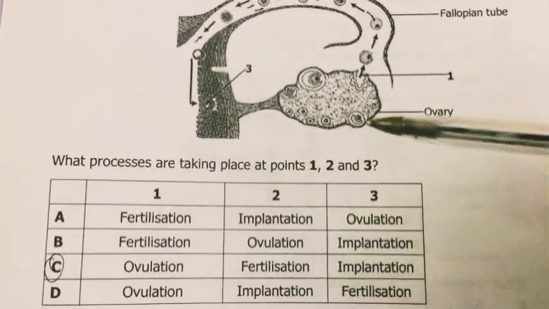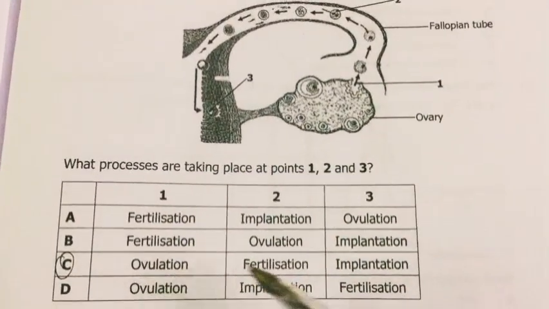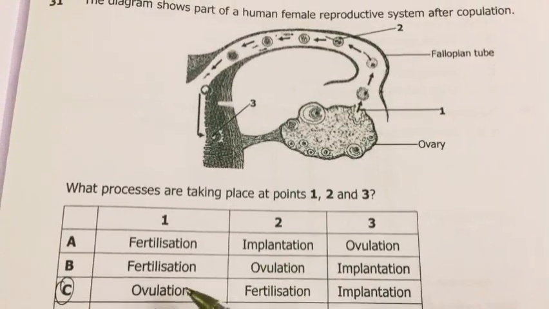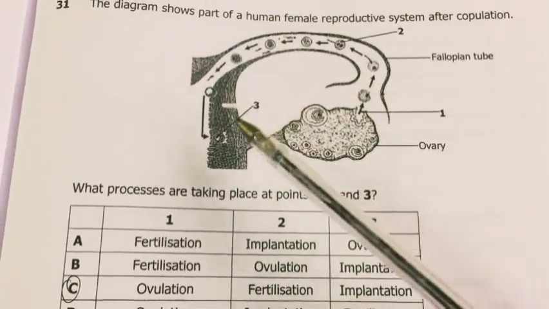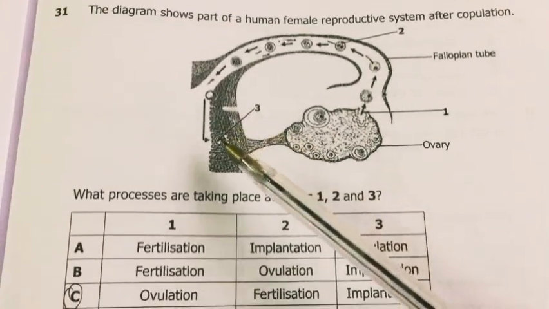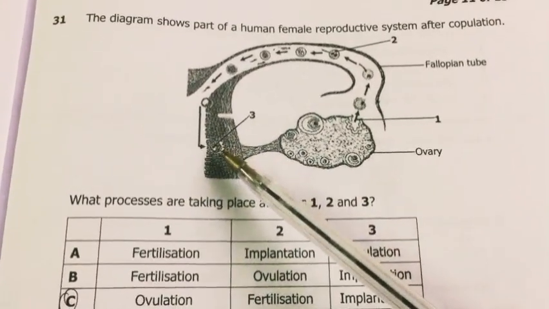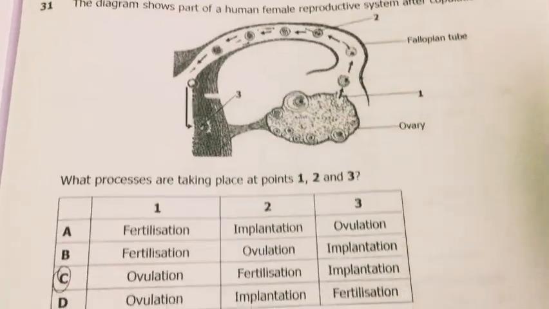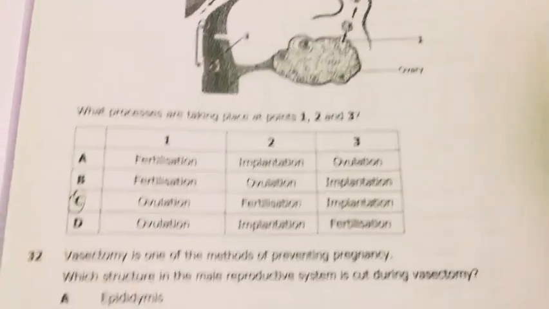Otherwise, what processes are those? Ovulation, fertilization, implantation. From the period of fertilization to the period of implantation, we call that conception. Then from the period of implantation to birth, that is known as gestation, or let me just say pregnancy. Otherwise, our answer there is C.